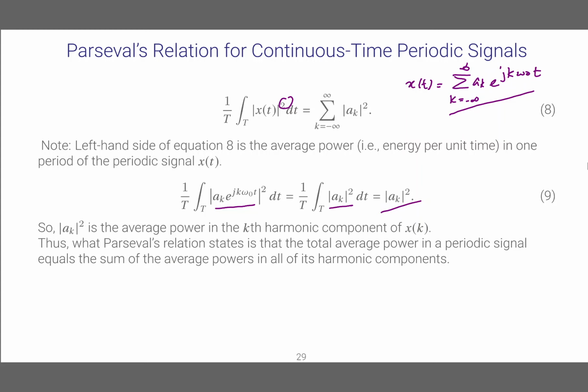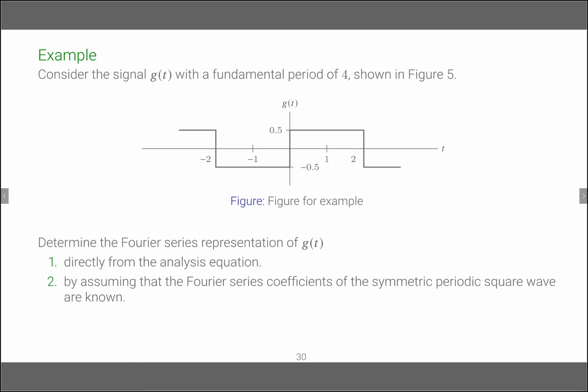For the kth harmonic you get a_k squared, and for the other harmonics you also get a similar expression. So you can see this is the summation that you get on the right-hand side for the different harmonics. This is not a full justification. You have to understand what happens when you multiply harmonically related signals and integrate, but we will not consider that development here. Thus, Parseval's relation states that the total average power in a periodic signal equals the sum of the average powers in all its harmonic components. Later on we'll do an example for this.